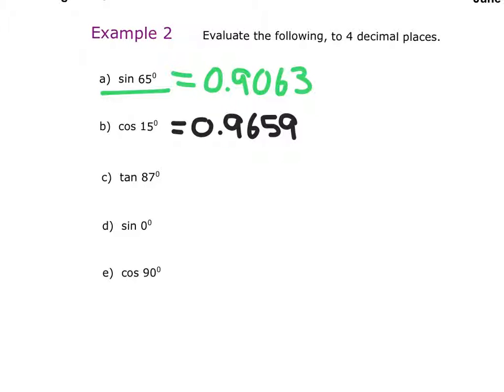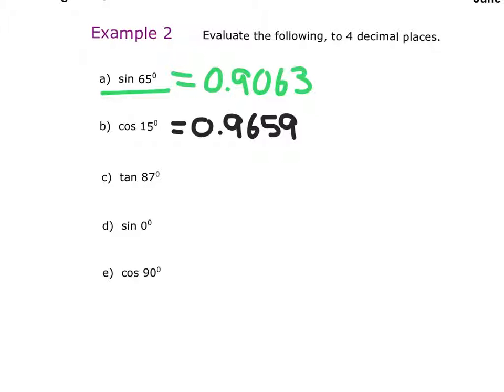Do you want us to round it, or is it like in science how we're supposed to just cut it off and not round the number? No, round it. Okay, so 0.9659. So you're rounding from the 5th decimal place, right? So I'm going to let you guys try the next 3.